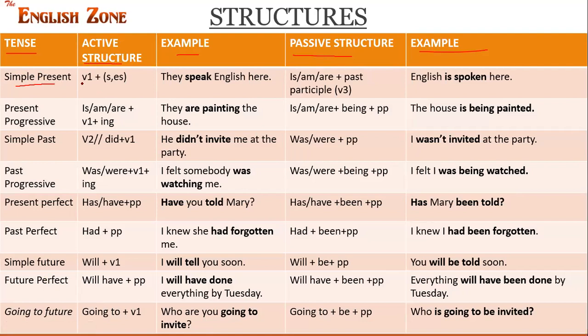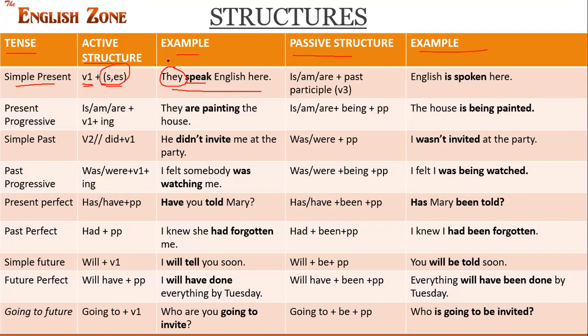In simple present tense, we use the first form of the verb plus s/es. I'm repeating, in simple present tense, we use the first form of the verb plus s/es. For example, they speak English here, right? So if we are asking the question, who speaks English here? We are getting the answer, this is they. So we have used the first form of the verb in the sentence. s/es is not there. Why?